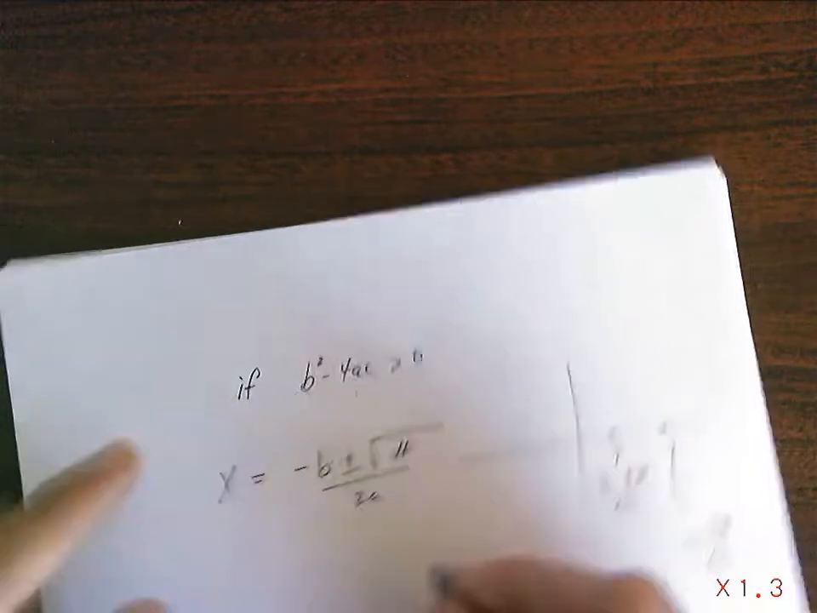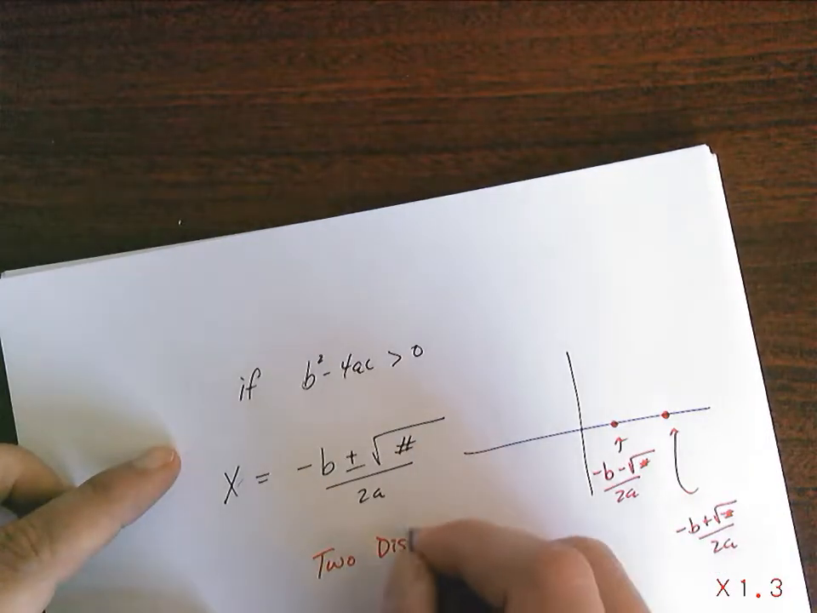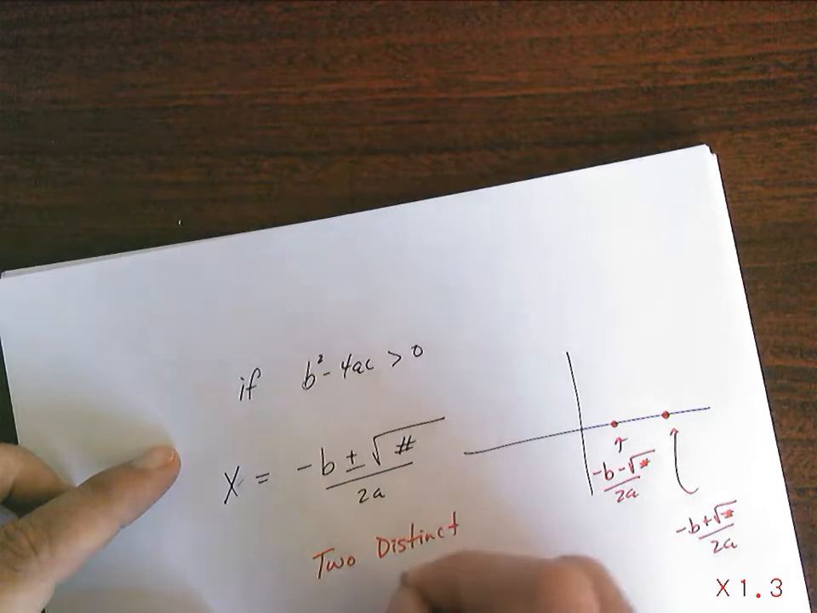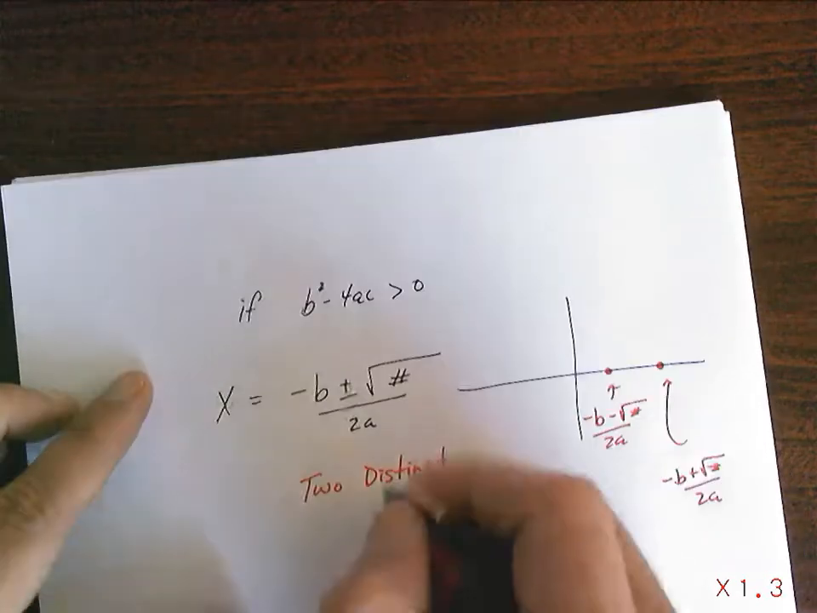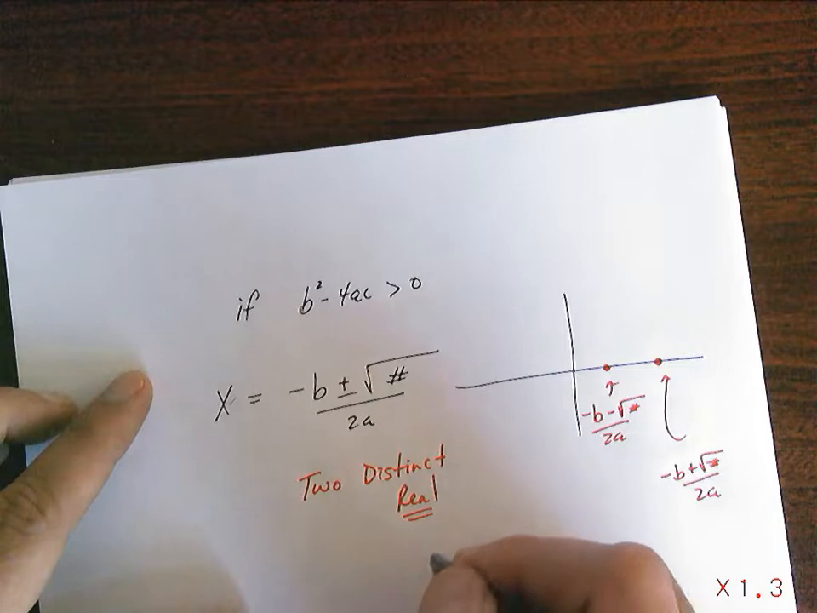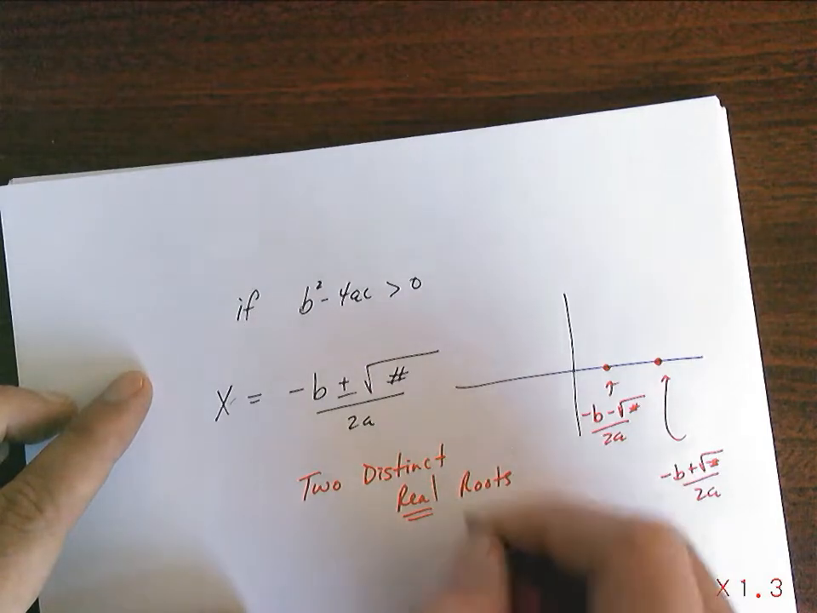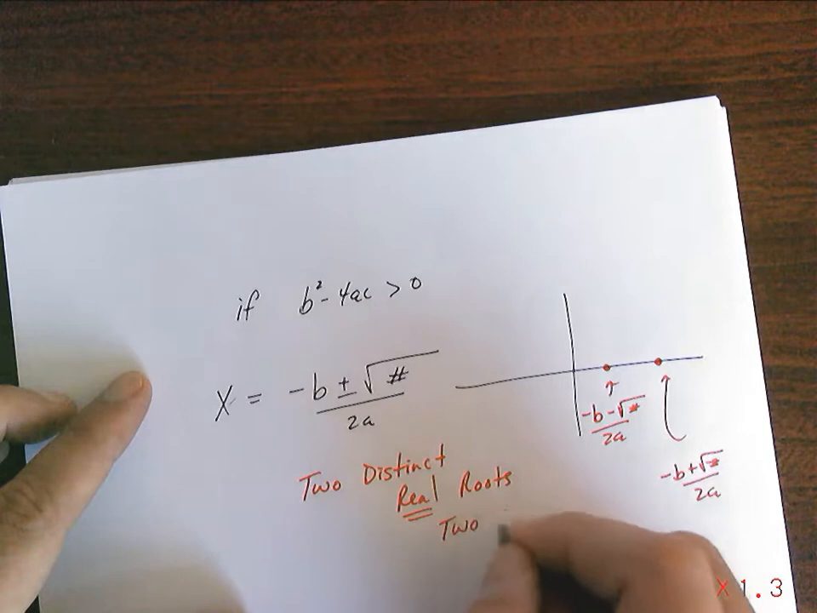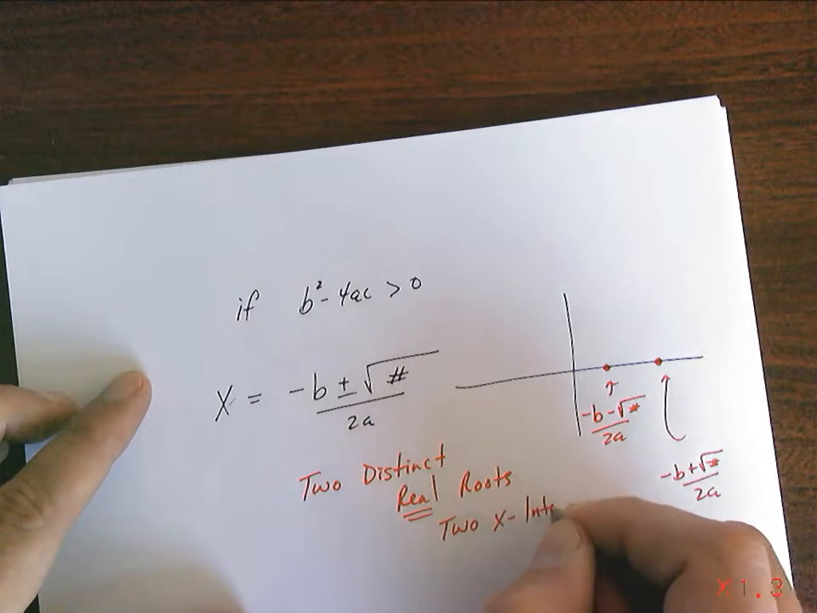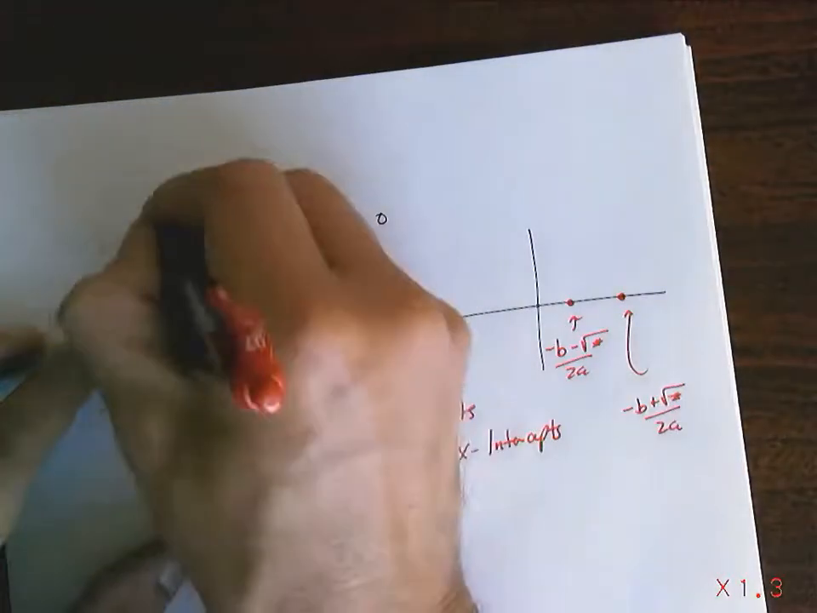So we're going to have two distinct, which means different. So you could say different if you don't want to say distinct. Real, that talks about the type of number they are. They're real numbers. Real roots. And that's going to be two x-intercepts. So that's your first case.